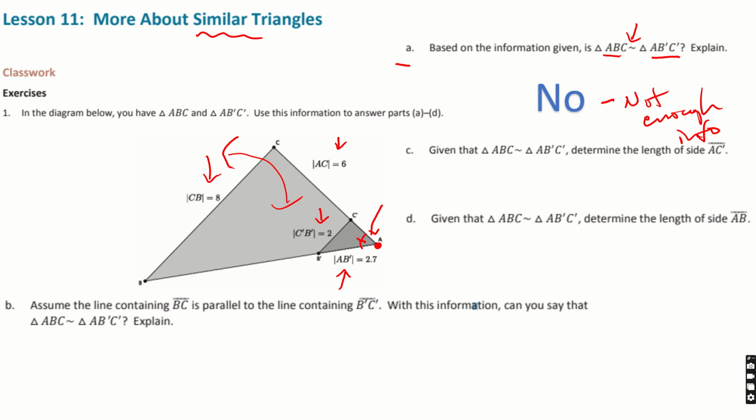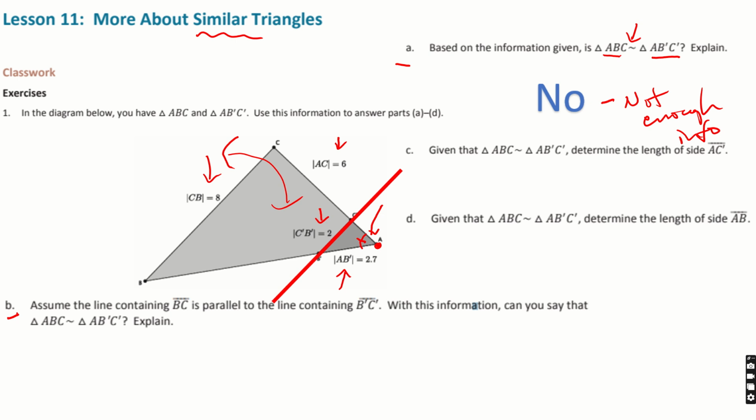Part B down at the bottom here says assume that the line containing B to C is parallel to the line containing B prime C prime. With this information, can you say that they're similar now? So what we're really looking at is this line here. If it's parallel to the other line, that means that we could in fact translate it or slide it over and it would still match.